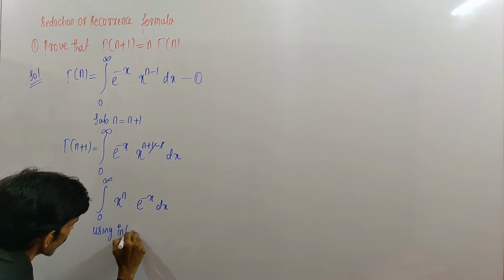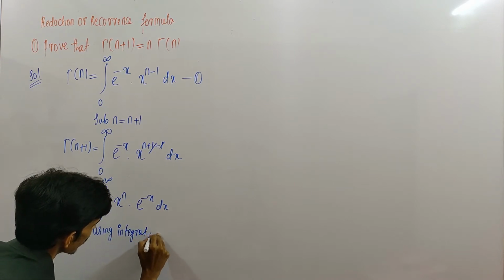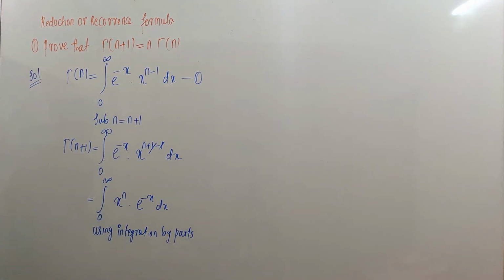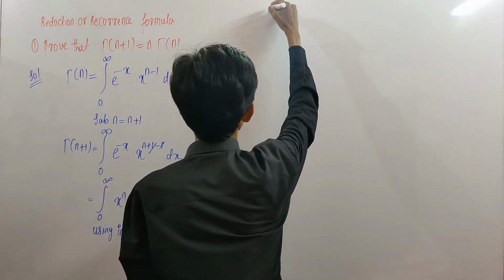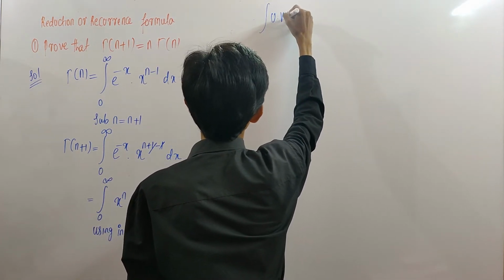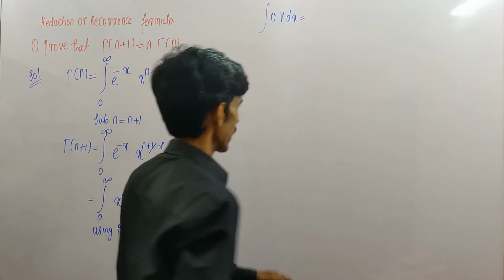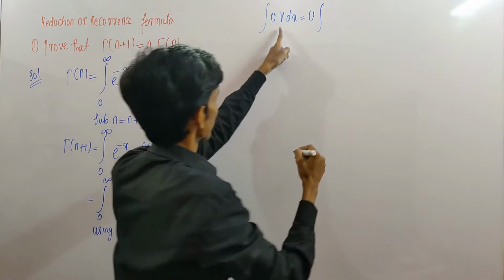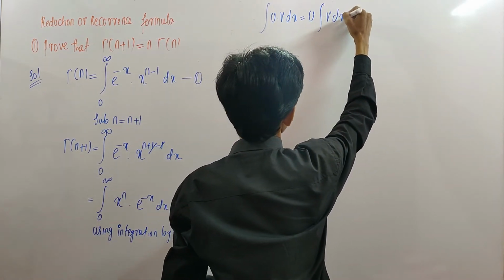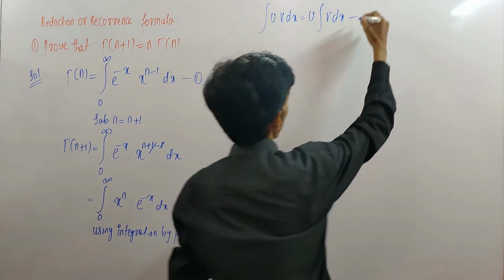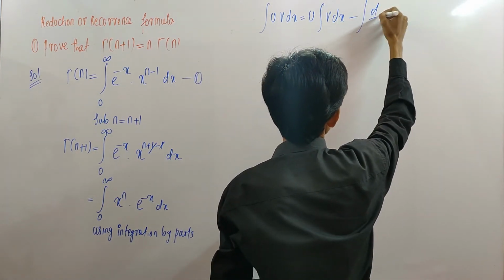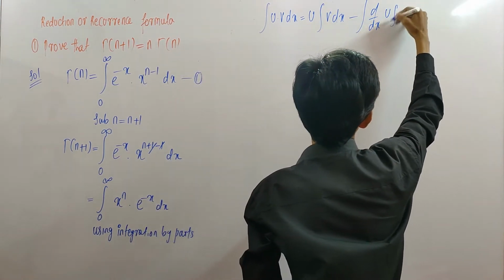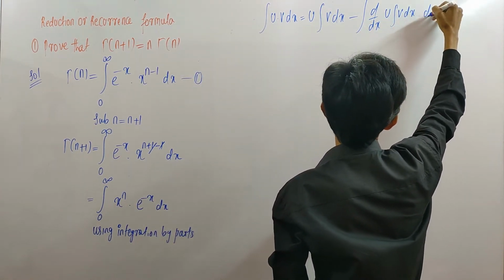Using integration by parts. Let us recall what integration by parts is. If we have two functions, integral of u into v dx, then we leave the first function u, integrate the v function, put the minus sign, and again take the integral of the derivative d by dx of u, times the integral of v dx, whole dx.